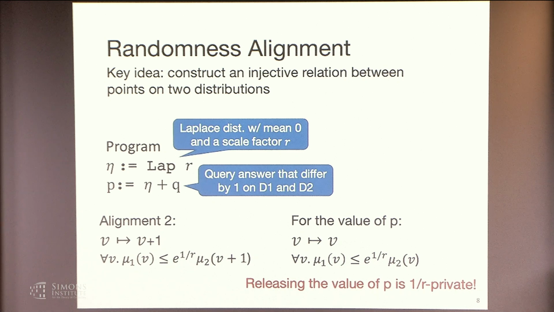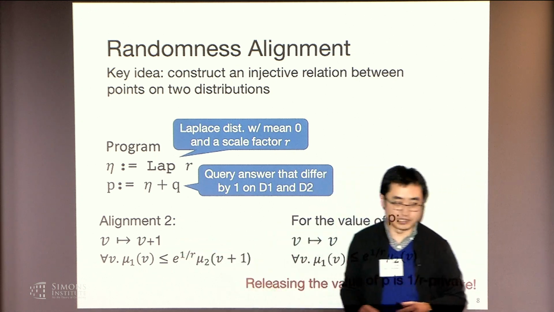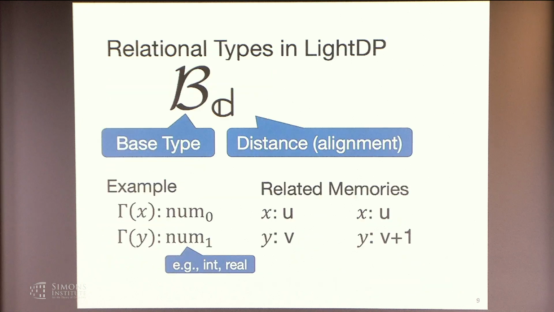One nice thing about this proof system is that the proof is basically here. That's how you align the noise. The key of the proof is how to create this injective function, and we can embed that into a programming language in a pretty nice way. We can embed that into a type.